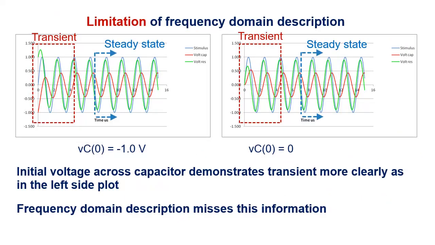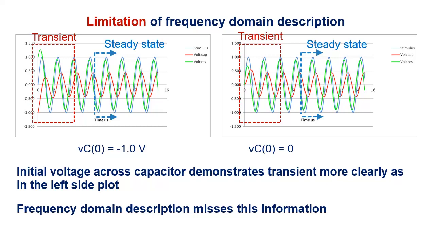We now point out a limitation of frequency domain description. The limitation is with respect to transients before the circuit reaches a steady state. This is more obvious in the left-hand plot with the initial capacitor voltage not zero, compared to the right-hand one. The transient region is shown within the brown dotted rectangle.